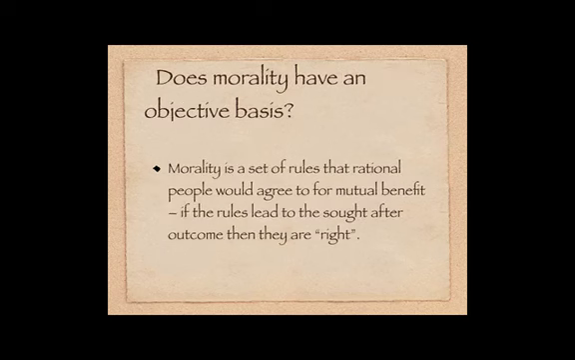Does morality have an objective basis? So we ask the question, especially with cultural relativism, is there an objectivity in ethics? And say, well, we don't see morality in the world. But we could posit a sort of objectivity if morality is a set of rules that rational people would agree to for mutual benefit. If the rules lead to the sought-after outcome, then they are, quote-unquote, right. And this also seems to make sense.